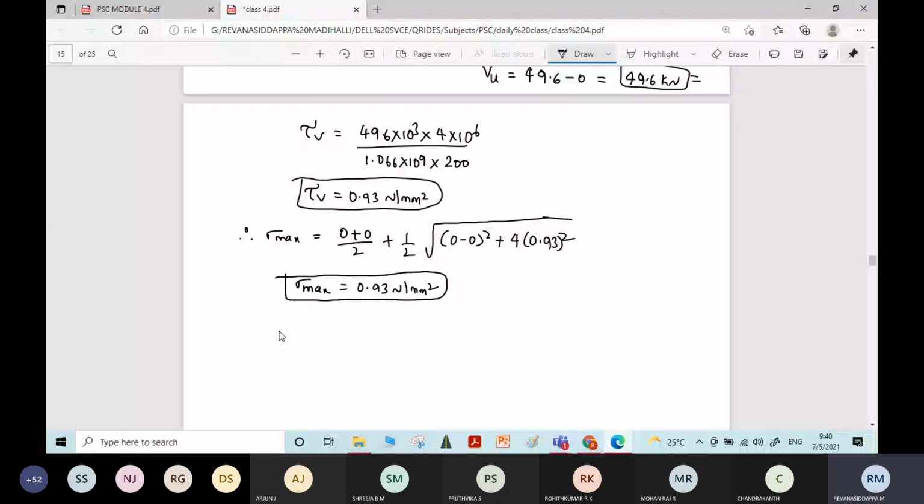And sigma minimum is equal to 0 plus 0 divided by 2 minus half of root 0 minus 0 whole square plus 4 into 0.93 square. You will get minus 0.93. Correct? Sigma minimum is equal to minus 0.93 Newton per mm square. This completes the problem.